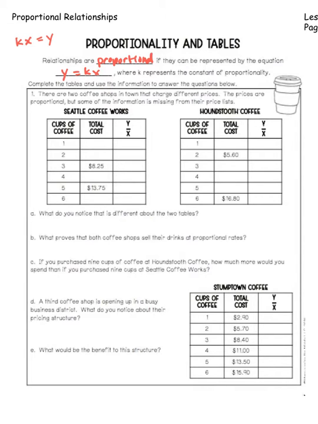And that brings us to this point. We want to make sure that we know that the k value is the same thing as the constant of proportionality. So now let's read what the situation is that we are given. There are two coffee shops in town that charge different prices. The prices are proportional, but some of the information is missing from their price list. So we're going to work on together Seattle Coffee Works table, and then I'm going to ask you to work on Houndstooth Coffee on your own, and you can use Seattle Coffee's table as a model.